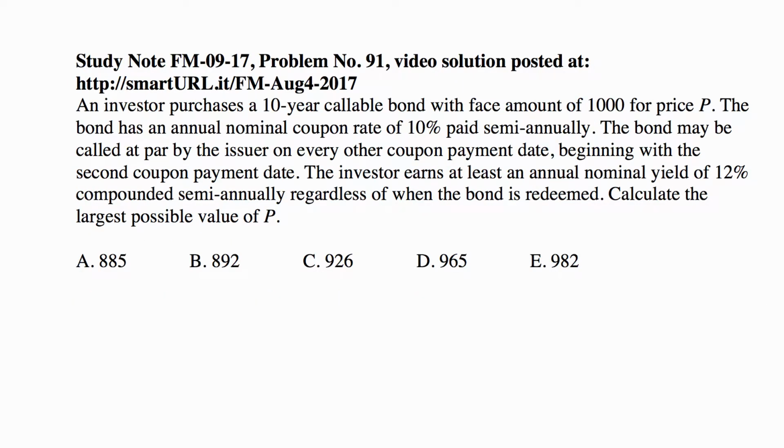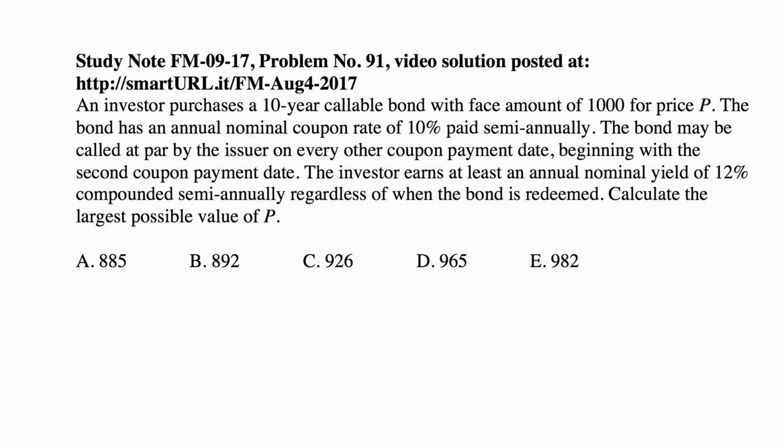Here's the problem. An investor purchases a 10-year callable bond with face amount of $1,000 for price P. The bond has an annual nominal coupon rate of 10% paid semi-annually. That means that really it's a 5% coupon per half a year. 5% of 1,000 is 50, so it pays 50 every half a year at the end of the period.